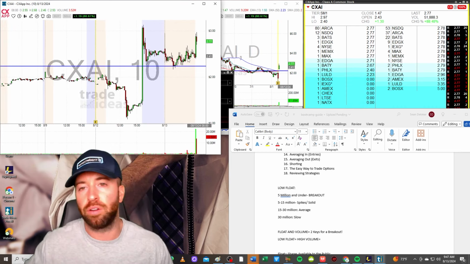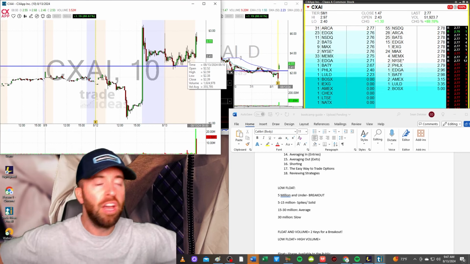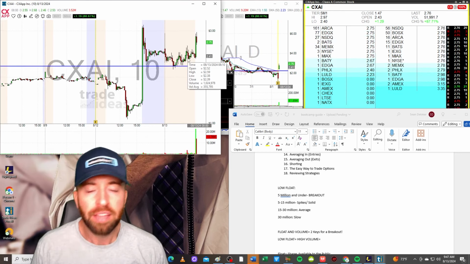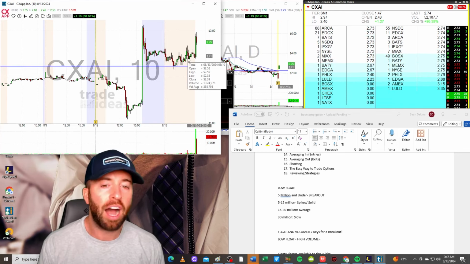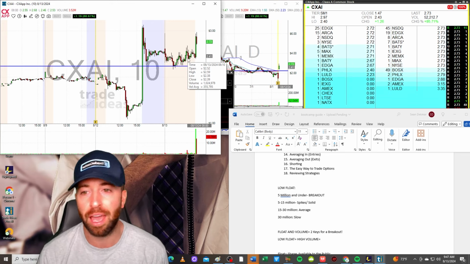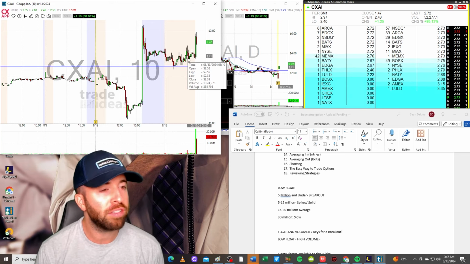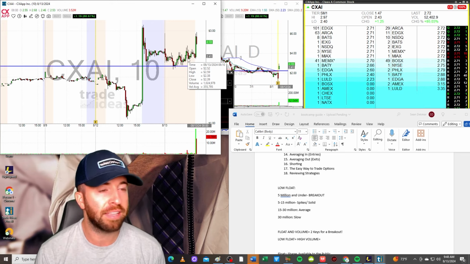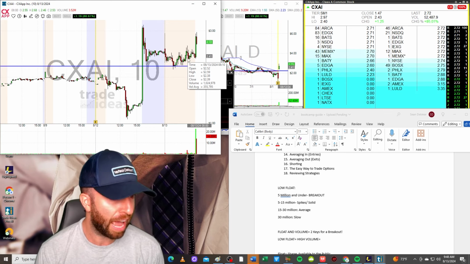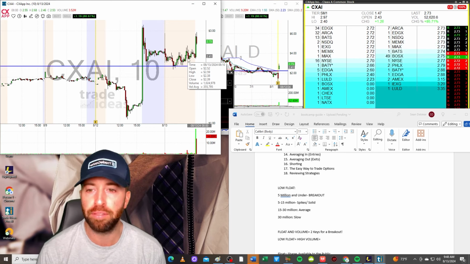Now, you will notice though, like Apple and Tesla and Nvidia will have hundreds of millions in float. That's because they're a blue chip play. I'm referring to more of $20 and below. Now, you might also see a lot of times that a stock that is sub $1 might have a larger float, but is still moving very well.